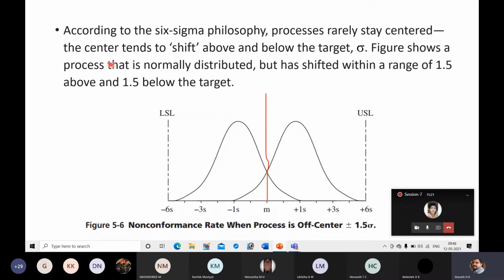The figure shows a process that is normally distributed. Since we are getting the normal curve, it is normally distributed, but it has shifted within a range of plus or minus 1.5 sigma, that is, 1.5 sigma above and 1.5 sigma below the target. So that is the meaning.